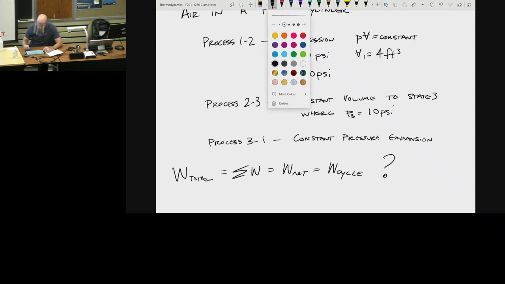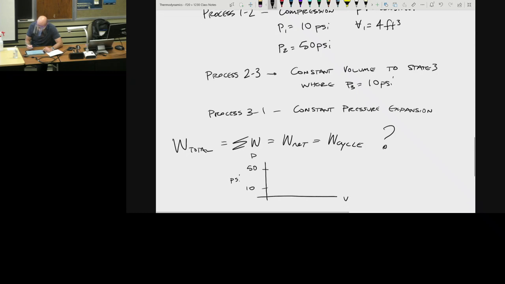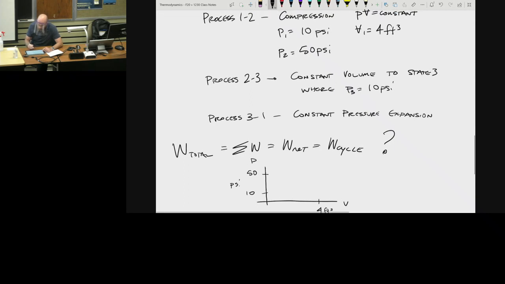So the first thing I'm going to do is draw a picture. Okay? PV, and I want to keep it on the screen here. So I have 2 pressures that I'm going to deal with, and that is going to be 50 psi, and this is going to be 10 psi. And I have 2 volumes, but I only know one of them. How do I find my missing volume? How do I find V2?